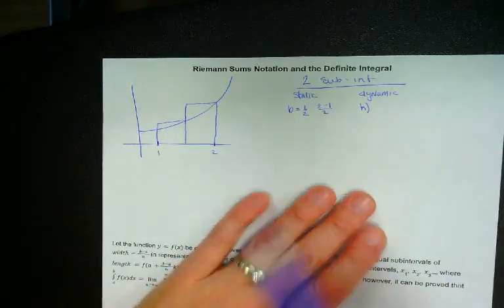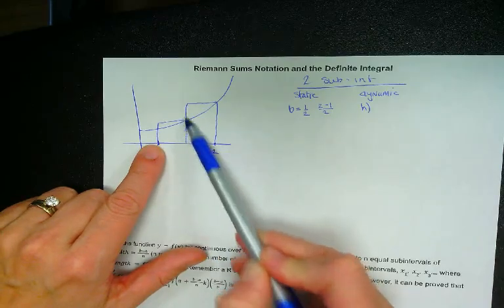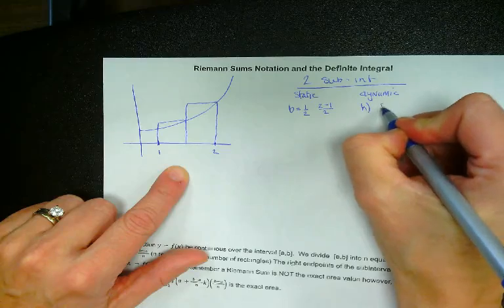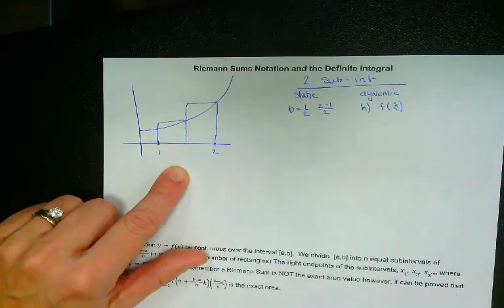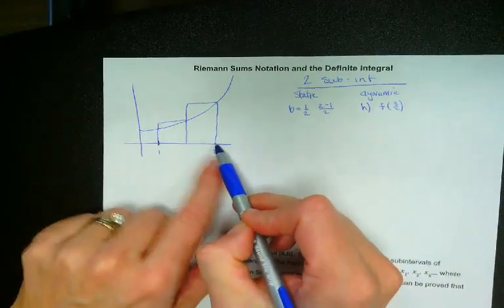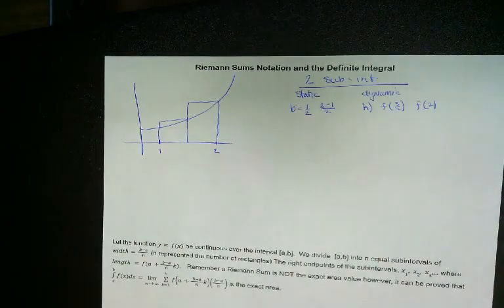Okay, so the first height on the right, so if this is my left and this is my right, my first height on the right would be at 3/2. I would first have to find the height at 3/2. And then I'd also have to find the height on the right, for this rectangle, the height on the right is 2. So that's constantly changing, right? It's dynamic. Depending on how many intervals, that's going to change.